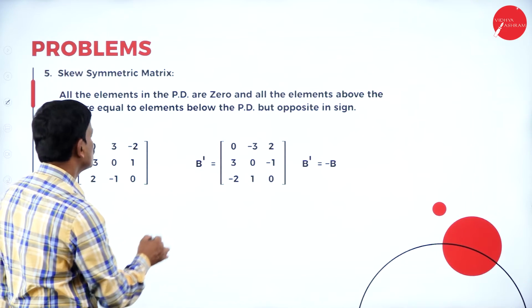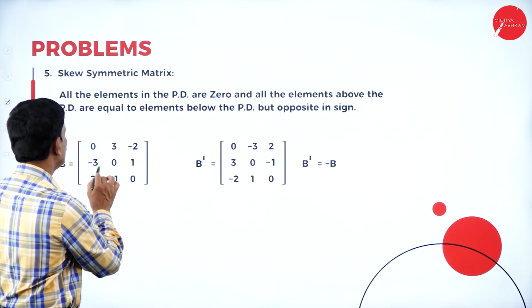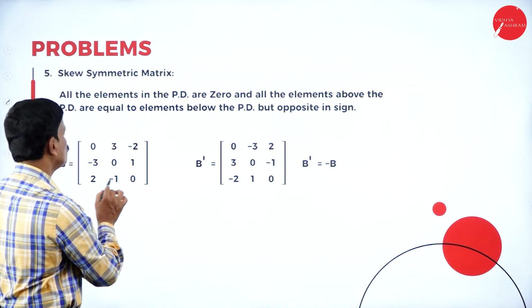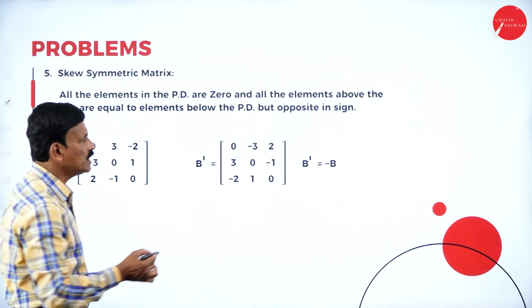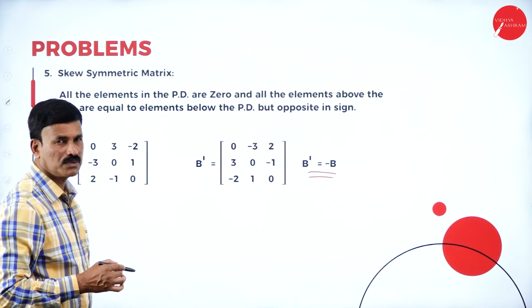The transpose of this, so first row becomes first column: 0, 3, minus 2, minus 3, 0, 1, and 2, minus 1 and 0. B dash is equal to minus B. This is an example for a skew symmetric matrix.